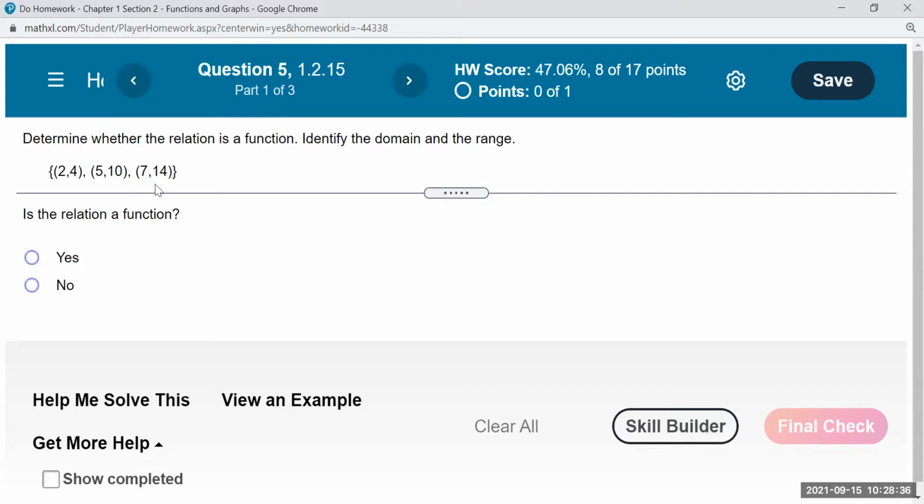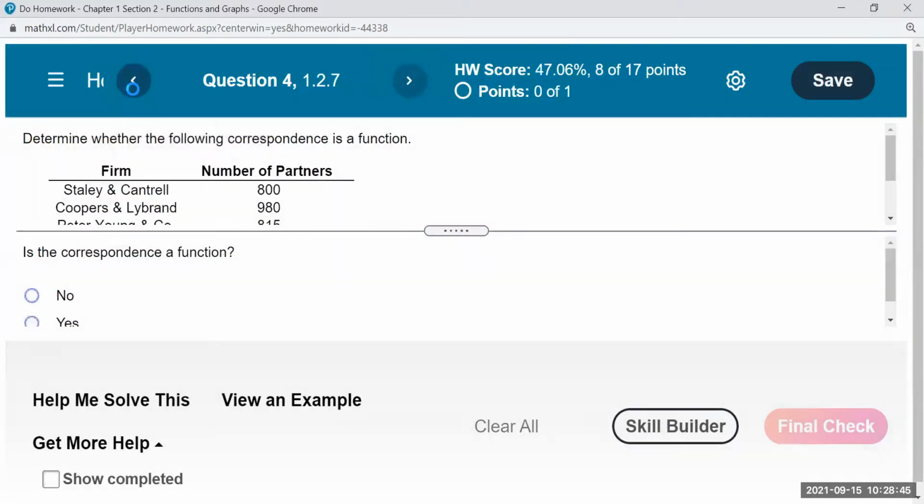Is this a function? Yeah, because all the x's are different. So it is a function. We did that one, we did that one.